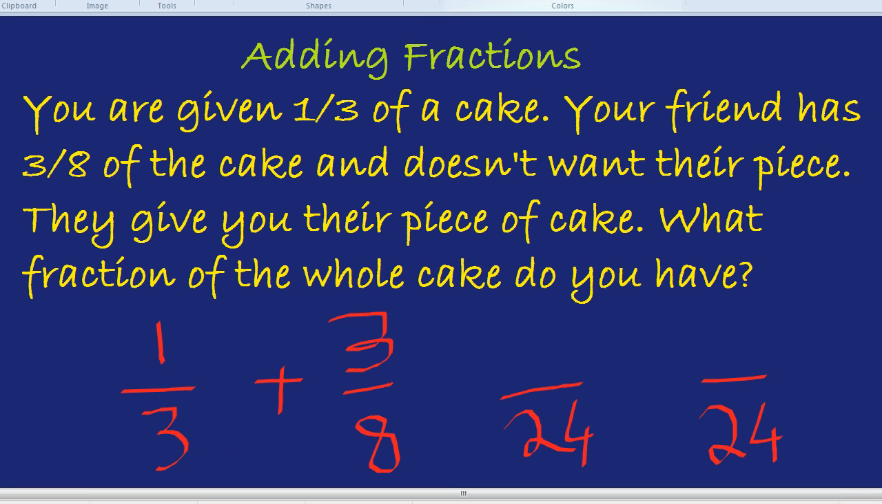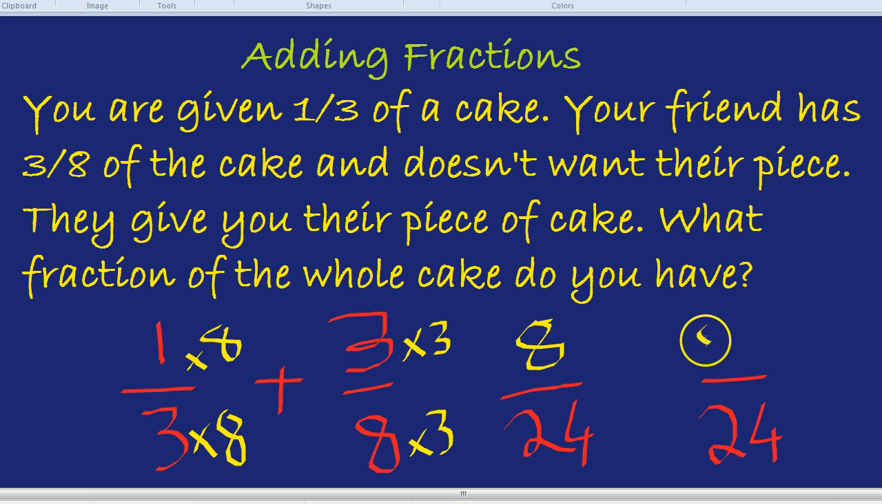Okay, 3 times by 8, the other number, got us to 24, so we times the top by 8. 8 times by 3 got us to 24, so we times this top side by 3 as well. Notice you're almost always timesing it by the other number if you use this trick. 1 times by 8 is 8, 3 times by 3 is 9, so after our friend has been generous and given us their slice, we have 8 plus 9, which is 17 over 24. So we have 17/24 of that whole cake all to ourselves.